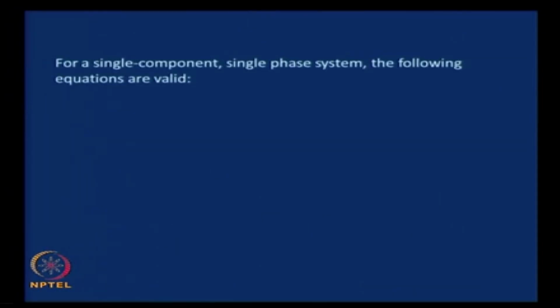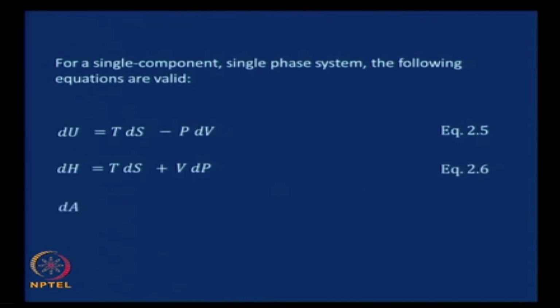It is useful to see all these equations together, and it is nice to have them in one place for reference later, therefore let us do that now. So for a single component, single phase closed system, the following equations are valid, which we just derived. dU equals TdS minus PdV, this was our equation 2.5. dH equals TdS plus VdP, equation 2.6. dA equals minus SdT minus PdV, equation 2.7. dG equals minus SdT plus VdP, equation 2.8.